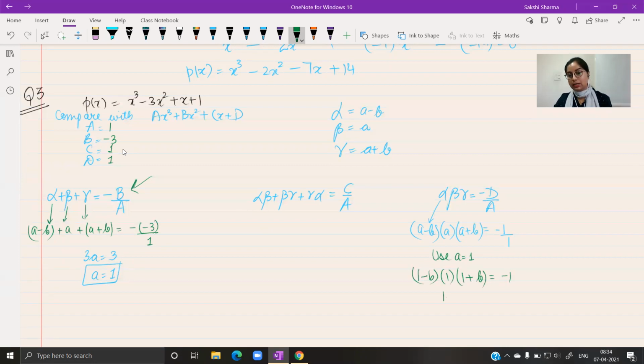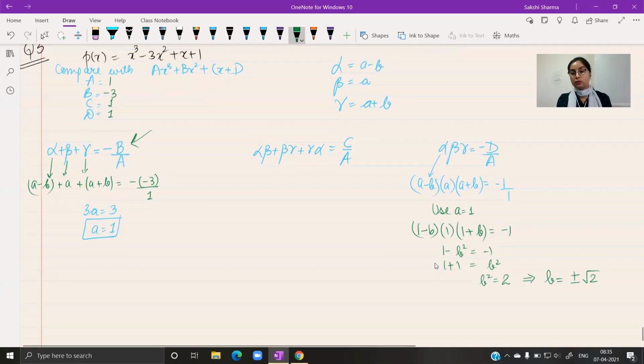Simplify your left hand side using the identity. This is what you get. The square root could be positive or negative. Even if you used the second relation, you would have got the same answer.